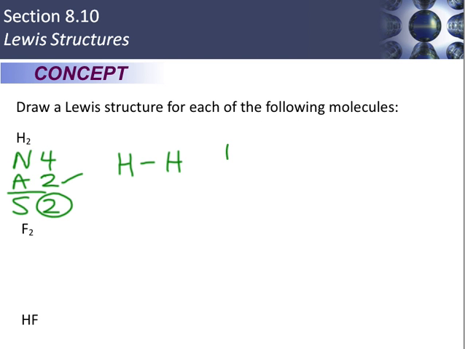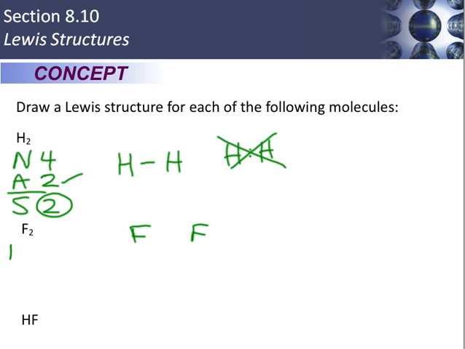You'll see this in some textbooks. They will take it on the AP, but I highly discourage it because it leaves room for more mistakes if they're not very clear. So I encourage you to draw your bonds as lines, not dots. Okay? All right, F2.